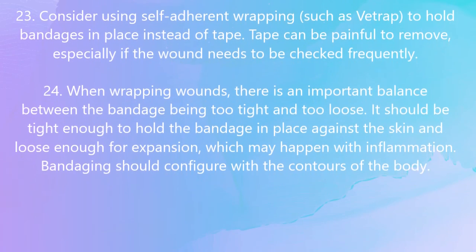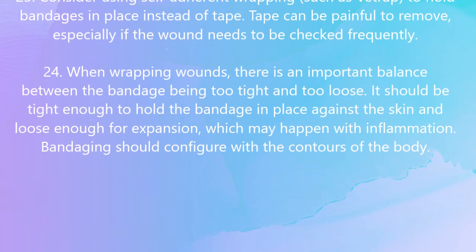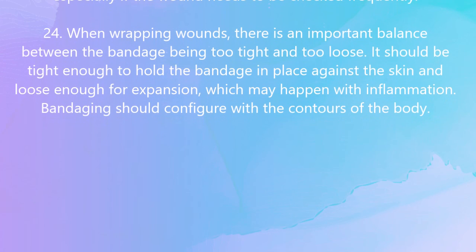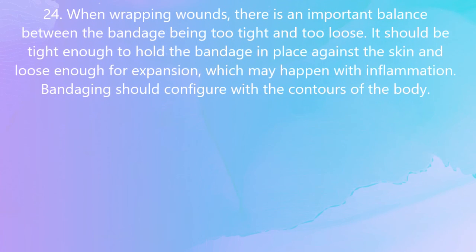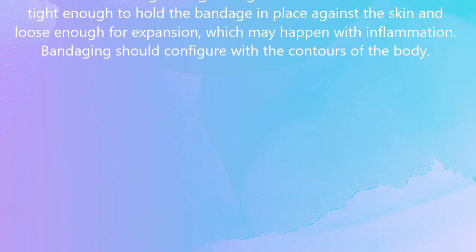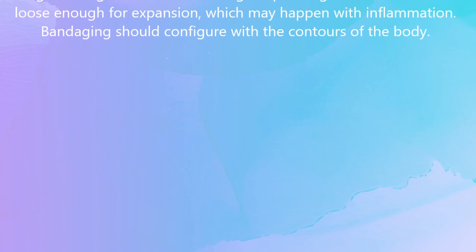When wrapping wounds, there is an important balance between the bandage being too tight and too loose. It should be tight enough to hold the bandage in place against the skin and loose enough for expansion, which may happen with inflammation. Bandaging should conform with the contours of the body.